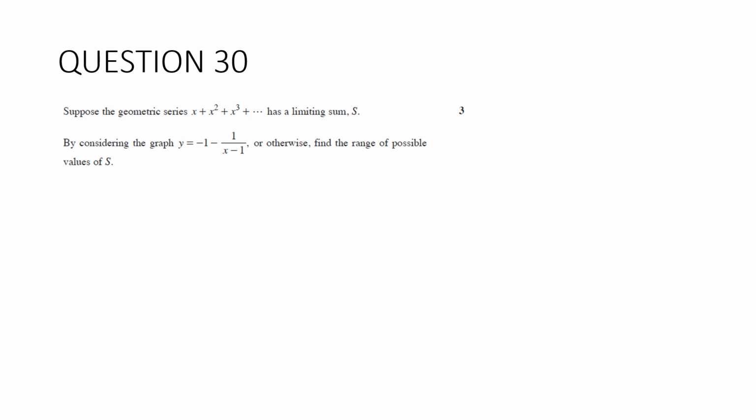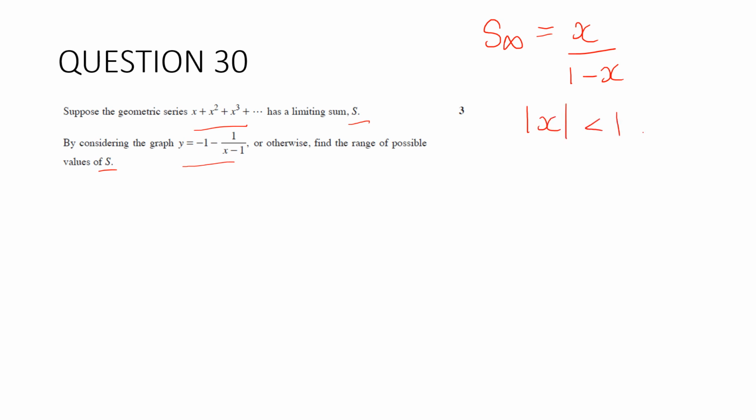Question 30. Suppose the geometric series has a limiting sum s. By considering the graph of this or otherwise, find the range of possible values of s. All right, so the sum to infinity is equal to a over 1 minus r. a is x, r is also x. If there's a limiting sum, then the absolute value of x has to be less than 1.